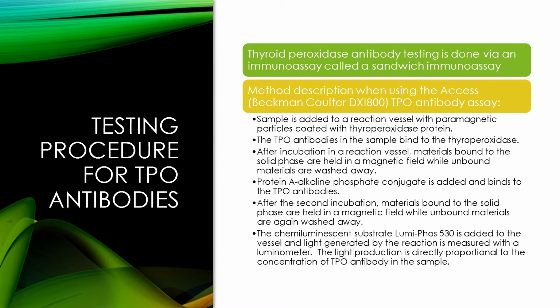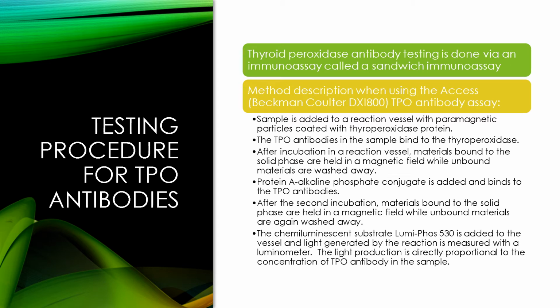Thyroid peroxidase antibody testing is done via an immunoassay called a sandwich immunoassay. The method that we will be discussing is using the Beckman-Coulter DXI 800 Access TPO antibody assay. This is a fully automated system. The laboratory personnel will place the serum sample on the analyzer, and the analyzer will then take these following steps. The sample is added to a reaction vessel with paramagnetic particles coated with thyroid peroxidase protein. The TPO antibodies in the sample bind to the thyroid peroxidase.